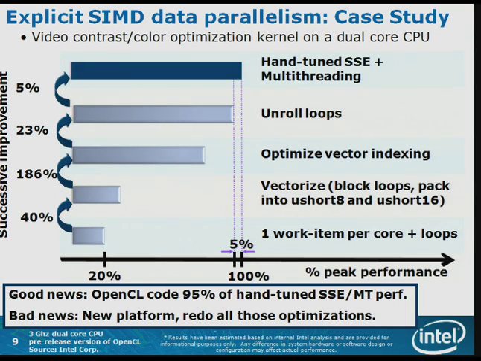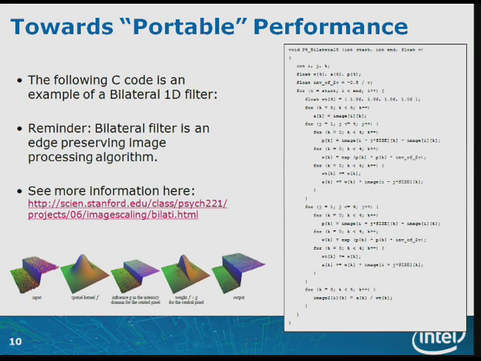So I do not believe that this explicit approach is the right path to take in the long run. I think we need to think of a different approach. And I think what we need to think about is this implicit SIMD. So here's an example looking at a bilateral filter.